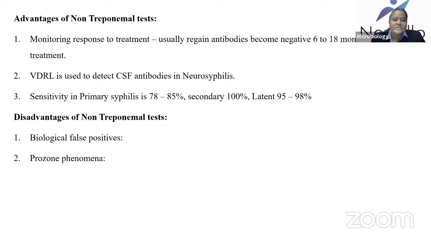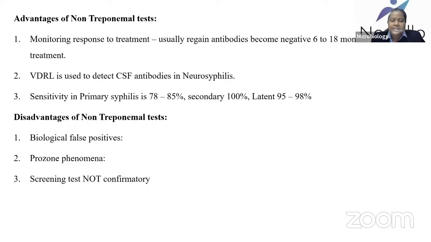The next disadvantage is the prozone phenomenon. It is a very, very important MCQ. The prozone phenomenon is where the patient's antibody titers are so high that they do not equalize with the amount of the antigen. So in that case, it can give a falsely negative result. So prozone phenomenon can happen, and it is one of the disadvantages of the non-treponemal test.